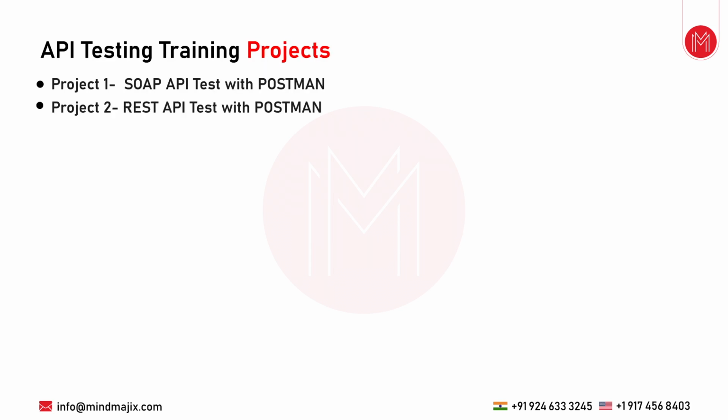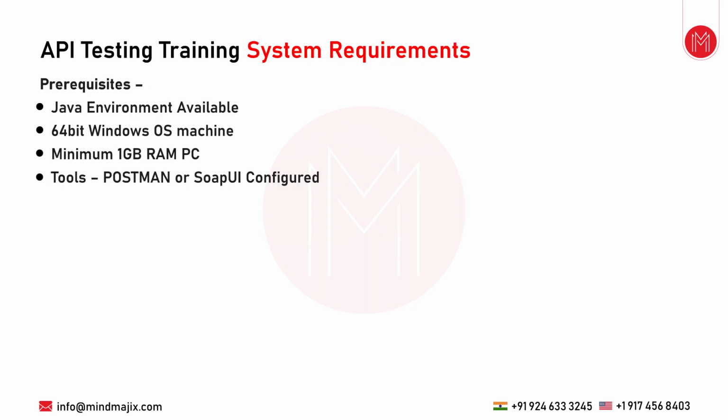Training projects I would be covering. I have two projects: one related to the SOAP API test in Postman, and the REST API test with Postman. And these are the system requirements we would need before we start API testing. Java environment, 64-bit Windows OS machines should be there. Minimum 1 GB RAM should be there. Postman and SOAP UI should be configured.